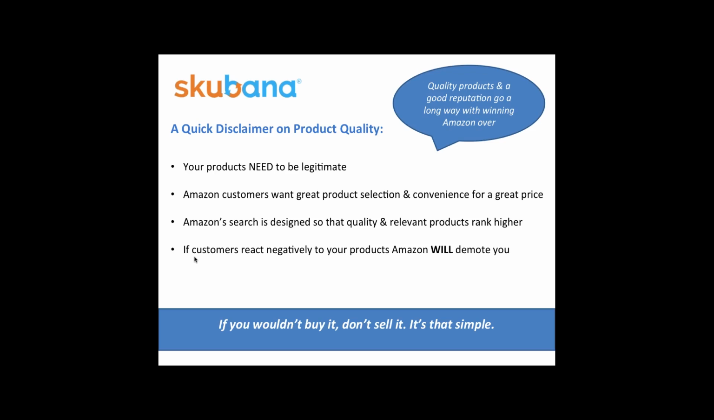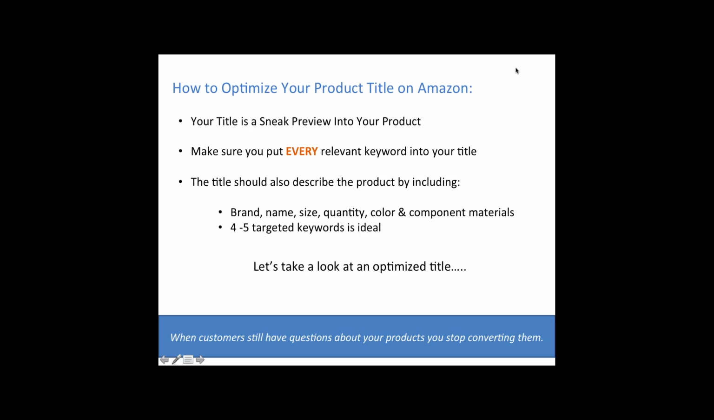Customers ultimately want a great product selection and convenience for a great price when it comes to Amazon. The quality of your product is going to significantly impact your listing. It's going to impact your reviews. It's going to impact your reputation on Amazon. So you want to make sure you're selling quality products. Ultimately, if you wouldn't buy it, don't sell it. It's that simple. You always want to go in with a good quality product and the right attitude when you're selling on Amazon. It goes a long way.